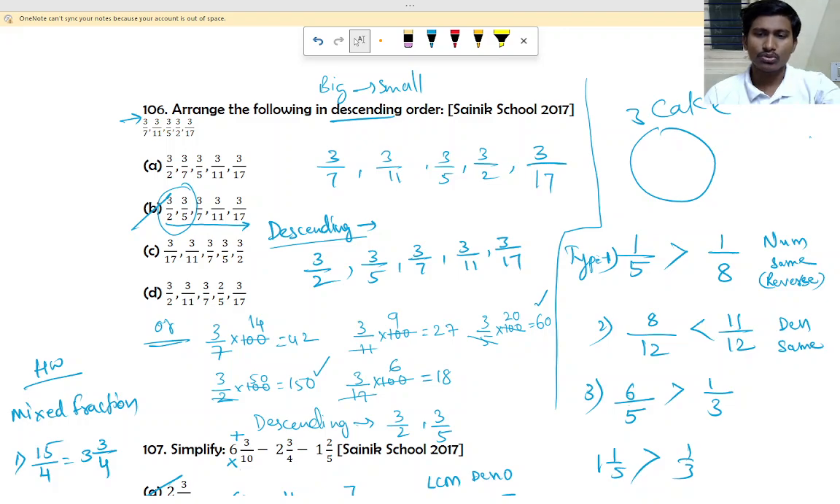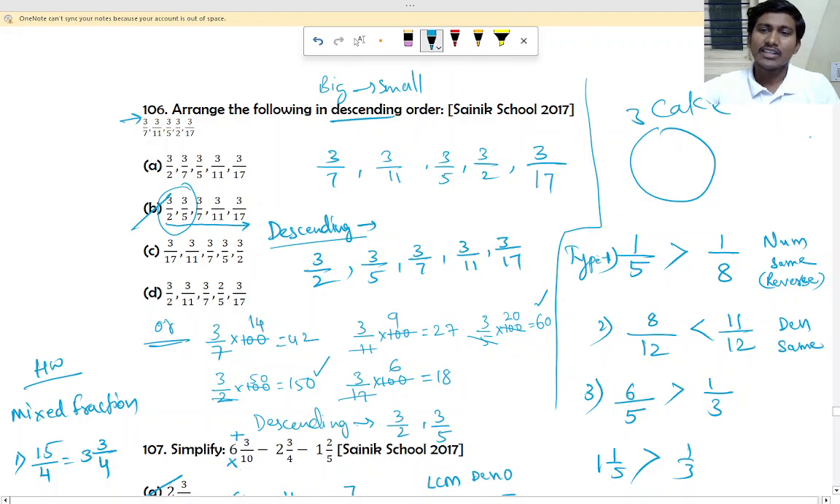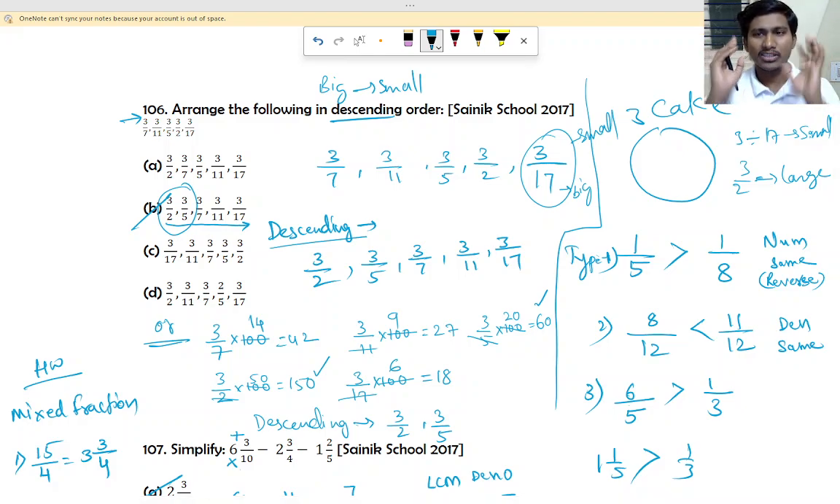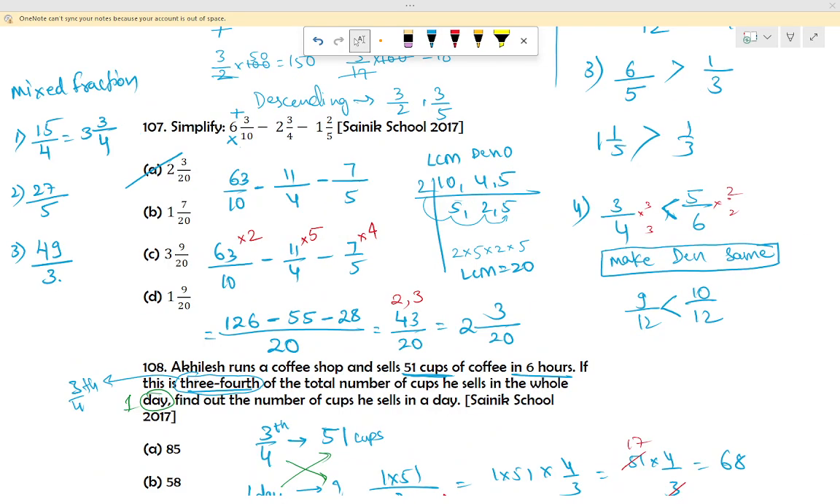Directly, if you want one more shortcut: if the denominator is bigger, it means the number will be smaller. So 3 by 17 is the smallest. You can remember it like pieces. If you divide 3 cakes into 17 pieces, it will be a small piece, right? If you divide into 2 pieces, it will be a large piece. So you can remember that if the denominator is bigger, the fraction will be smaller. You can remember any of it. Understand? So listen here.